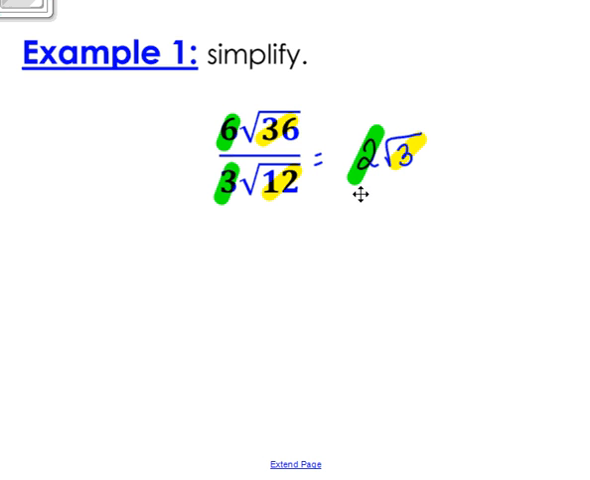So you always want to check that, because look, now it's in simplest form. I don't have any radicals in the denominator. My answer is just 2 square root of 3. So you always want to check that. Most of the time you're not going to get that lucky.